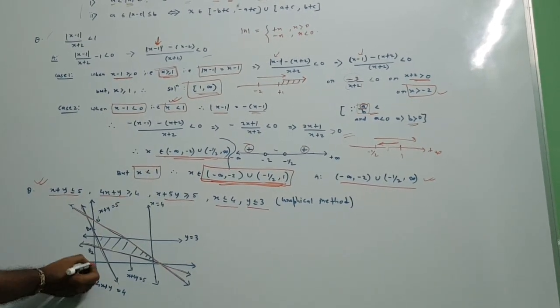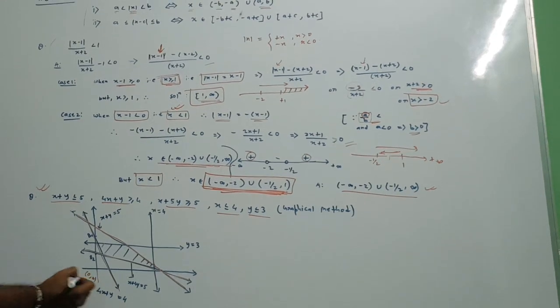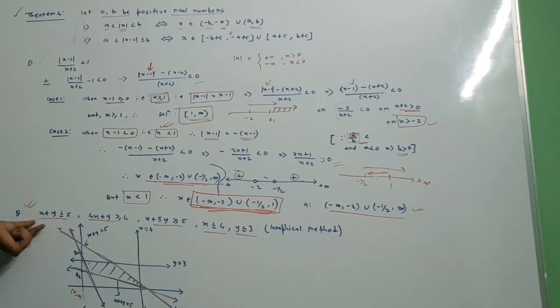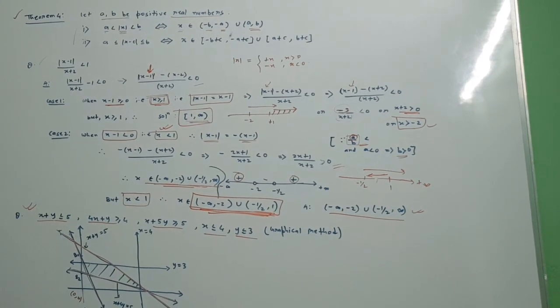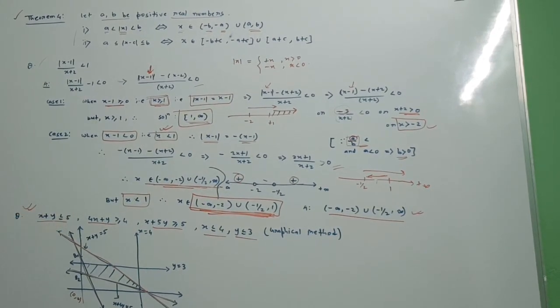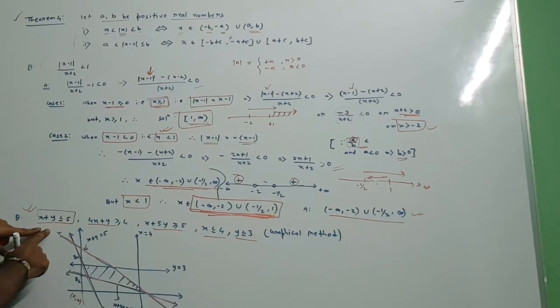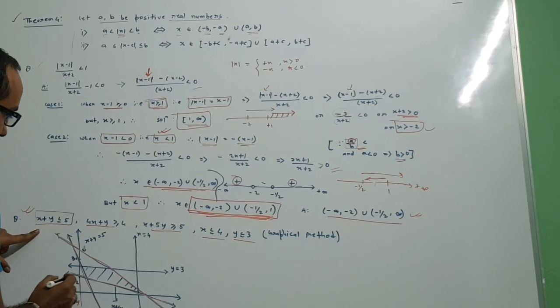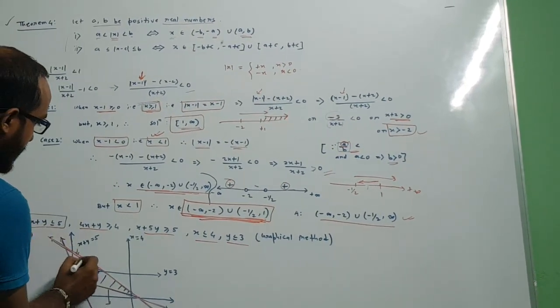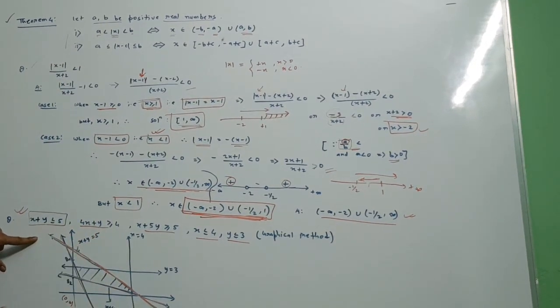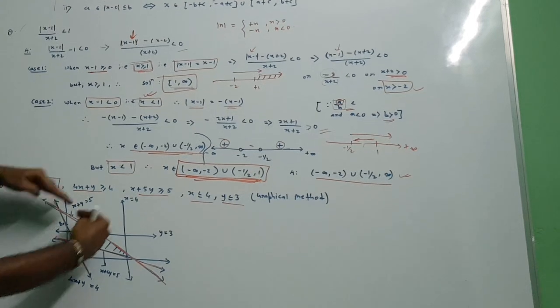Now see the logic. You have to take the origin. If you put 0 plus 0 here, 0 is less than 5. Is it true or false? It is true. So for the line x plus y equals 5, that means our solution will contain the origin. So our solution would be on this side.